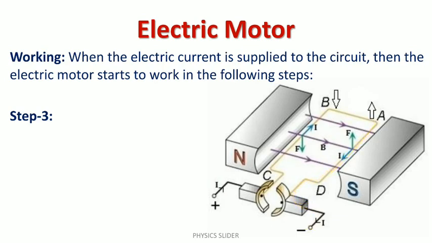So this is the direction of electric current, and this is the direction of magnetic field. So according to Fleming's left hand rule, the direction of force will be upward. So the side AD will experience an upward force, due to which this will rotate again in the anti-clockwise direction to complete its next half round.